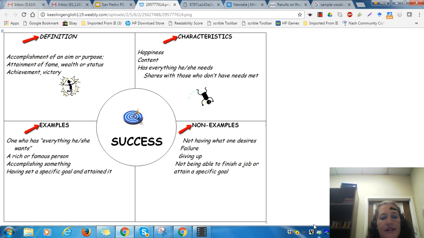All right, so here is an example of a vocabulary map. So there's our vocabulary word, success. There's some examples, non-examples, characteristics, definitions. So this is another example of a vocabulary map. But regardless, it's the student interacting.